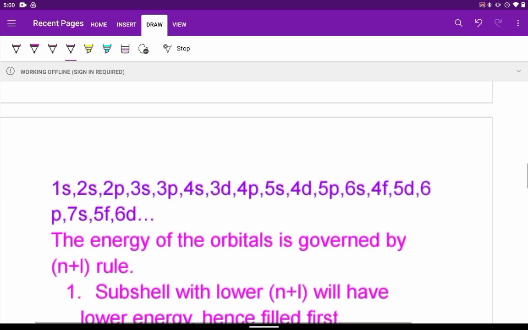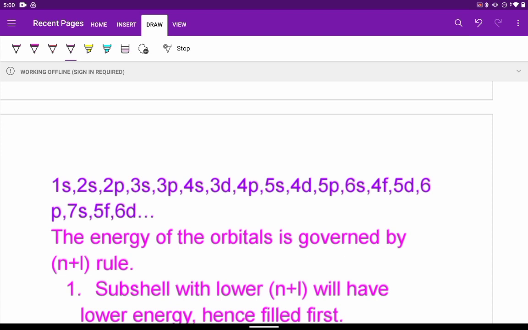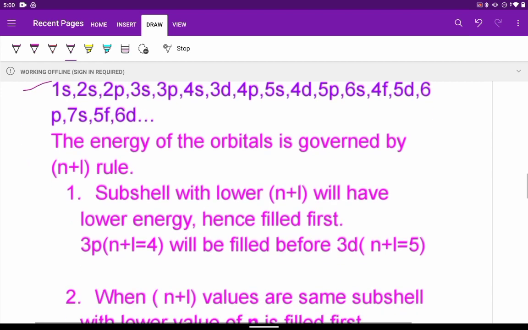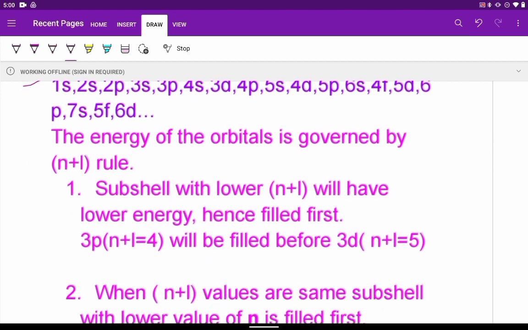The energy of the orbitals is governed by n plus l rule. I just told you. First we calculate n value, then l value, then we find out n plus l. So according to the increasing order, we will arrange. That is what I have shown here. Now, if there is a subshell with lower n plus l value, that means it is having lower energy. That will be filled first.